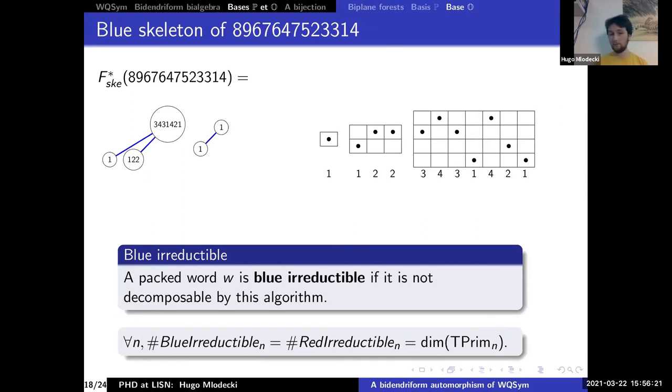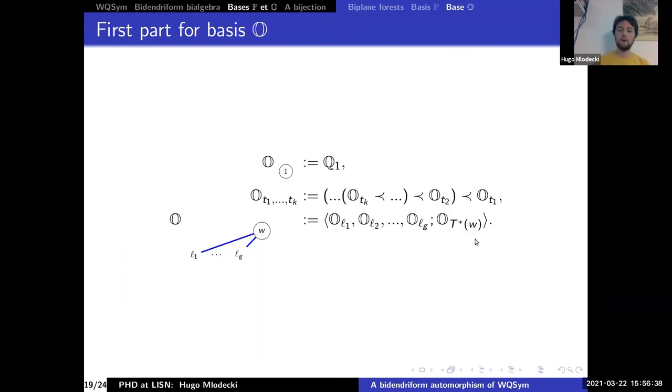And again, also, the number of blue irreducible words is equal to the number of red irreducible words and equal to the dimension of totally primitive elements. So just as before, if we know a basis of totally primitive elements of the dual side, here we have the same expressions, but the initialization is on Q because we are on the dual side.